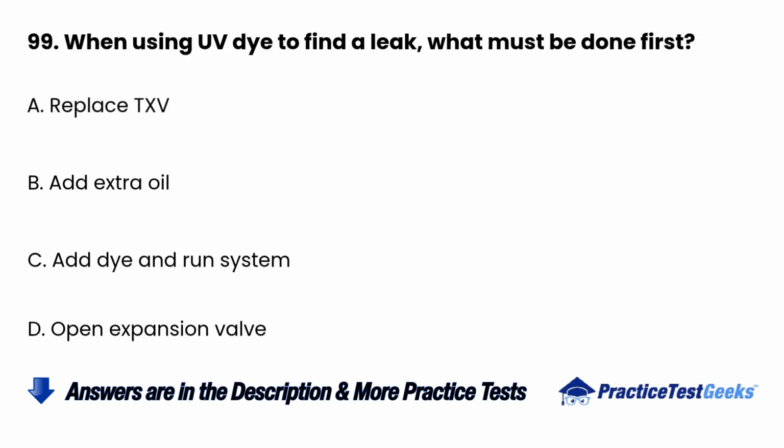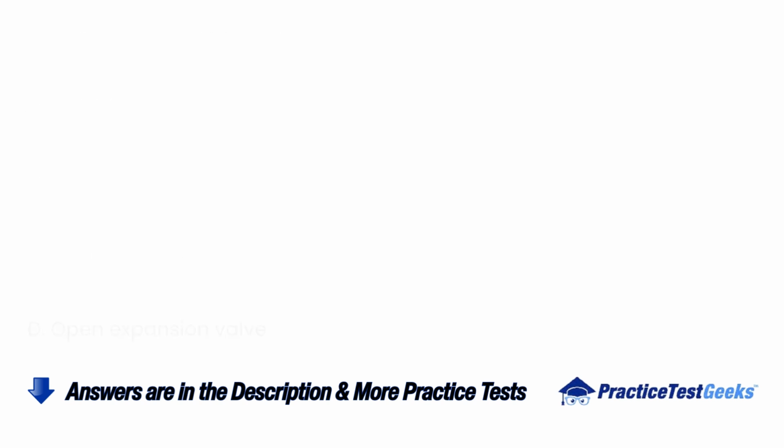99. When using UV dye to find a leak, what must be done first? A. Replace TXV. B. Add extra oil. C. Add dye and run system. D. Open expansion valve.